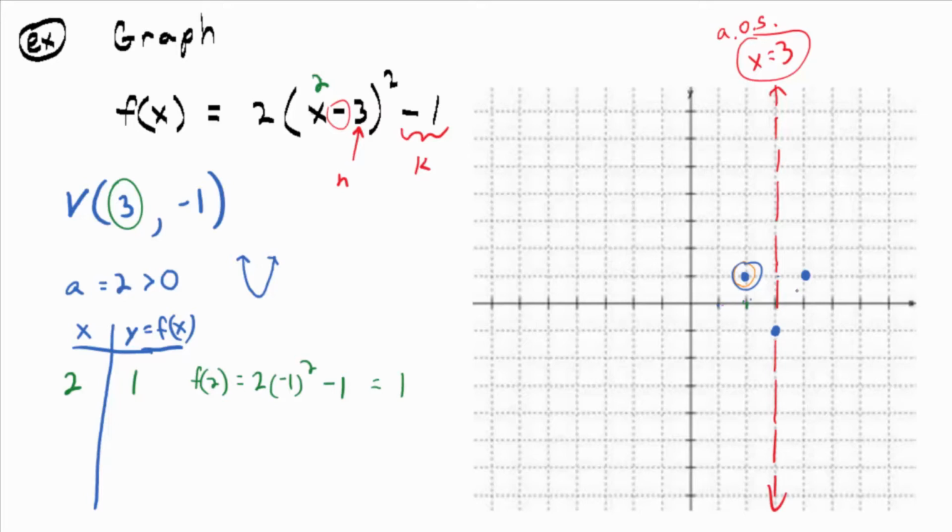It's at (4, 1). This is your symmetric point. You got it using symmetry. You got it for free. Okay, what do you do then? As long as you have the vertex as one of your points, 3 points is enough to get a decent looking graph. Draw the smiley face. There you go.